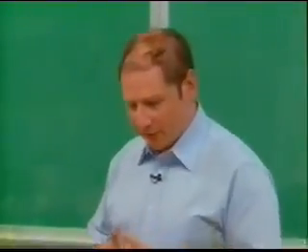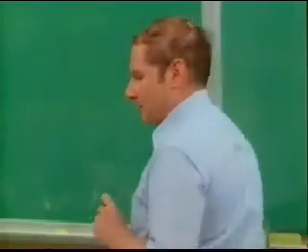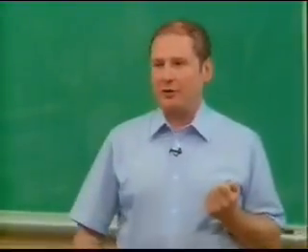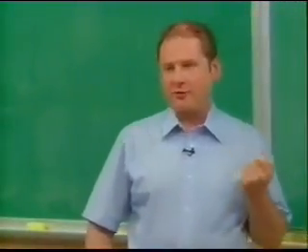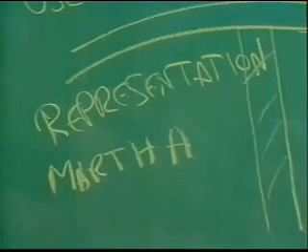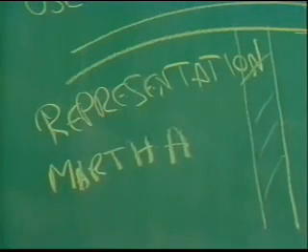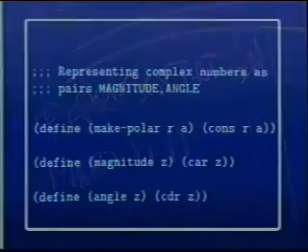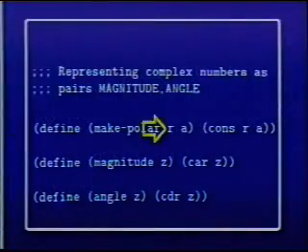See, Martha has a different idea. She doesn't want to represent a complex number as a pair of a real part and an imaginary part. What she would like to do is represent a complex number as a pair of a magnitude and an angle. So if instead of calling up George, we asked Martha to design our representation, we'd get something like this. We'd get make-polar. Sure, if I give you a magnitude and an angle, we're just going to form a pair that has magnitude and angle.